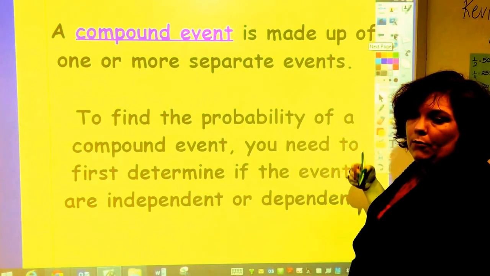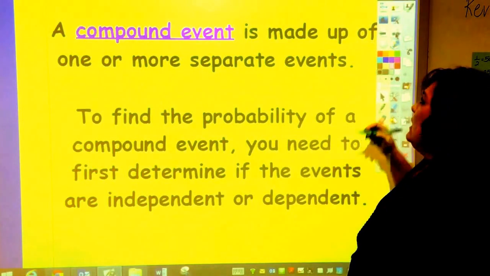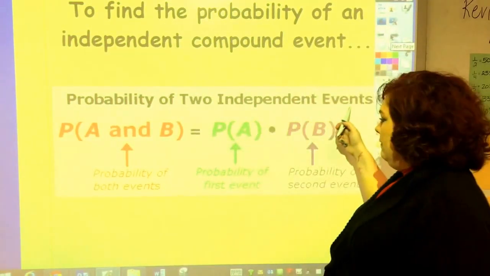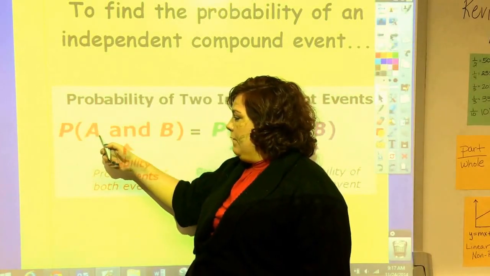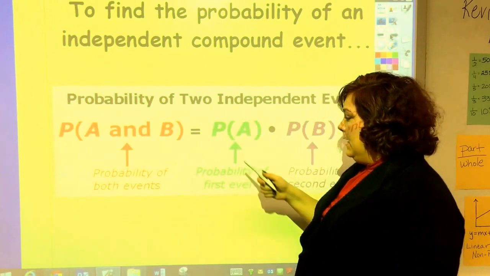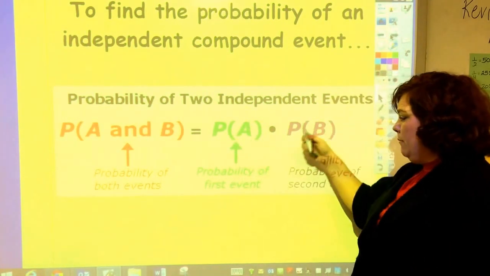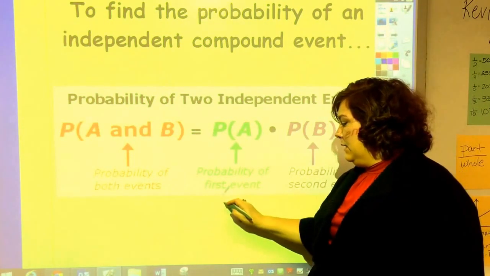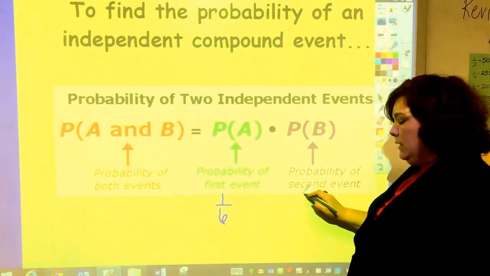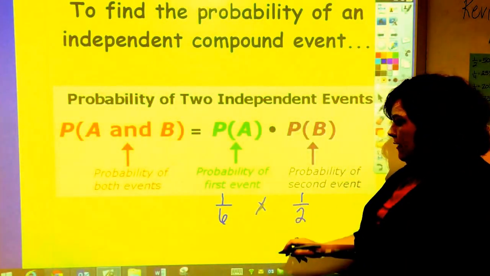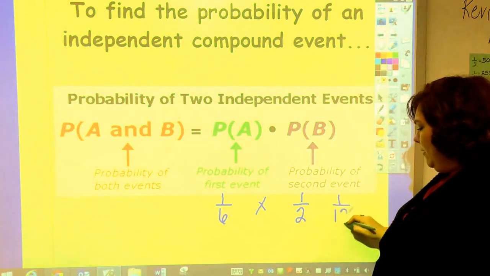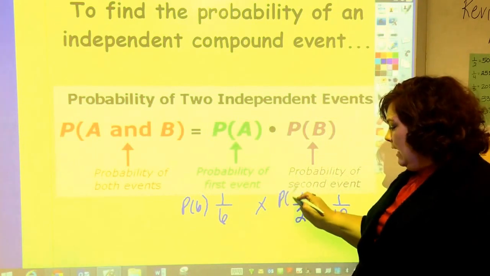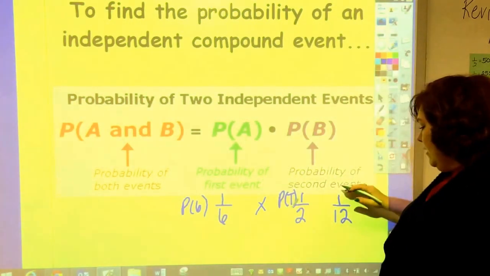They will say things like the marble was replaced, the shirt was put back in, that sort of thing. To find the probability of an independent compound event, you take the probability of the two independent events and you multiply them. So the probability of A and B happening is the probability of A happening times the probability of B happening. So if it's the 6 example, getting a 6 is 1 out of 6, and getting heads is 1 out of 2, and then you multiply those together. And so you would get 1/12. The probability of getting a 6 and the probability of getting heads, these two things happening together, is 1/12.